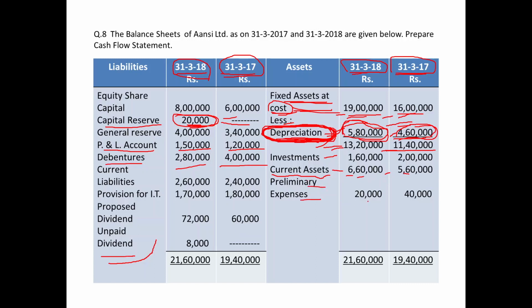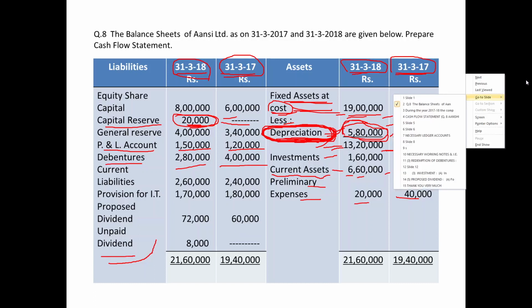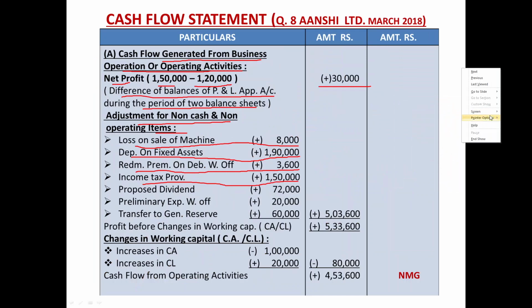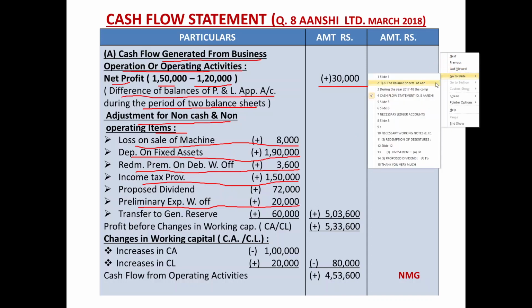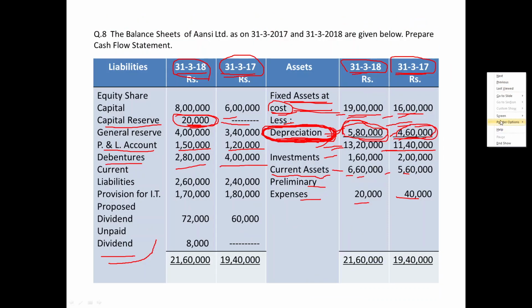Preliminary expenses: 40,000 last year, current year 20,000. What does it mean? It means in the current year 20,000 rupees has been written off. Profit and loss account debited, preliminary expenses account credited 20,000. It's a non-cash item. It's a non-operating item. So let us add it back. Preliminary expenses written off plus 20,000. Let us verify the balance sheet once again. Asset side over. And now the liability side.